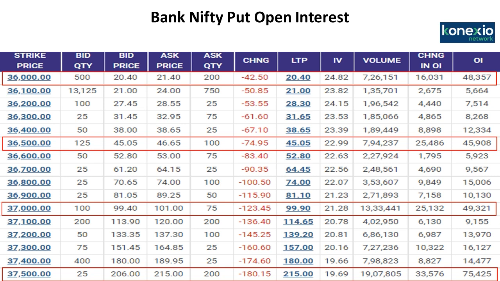There could be support at the lower levels, and then Bank Nifty might start rallying and begin its upward trajectory from the lower levels. So this writing in Bank Nifty puts clearly indicates that smart money is bullish from these levels. Any dips should be used as a buying opportunity.